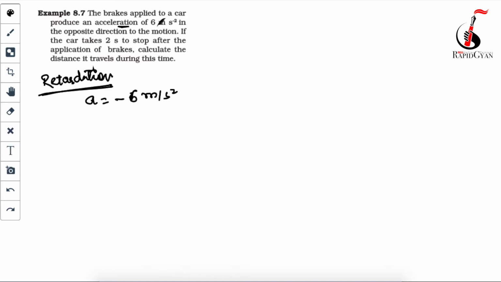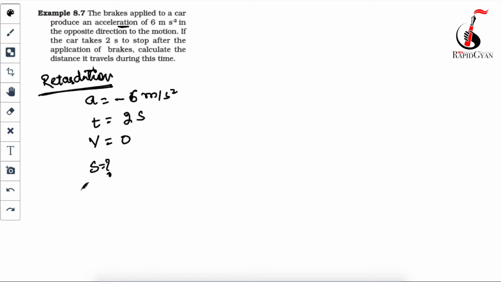Okay. And now the brakes applied to a car produce an acceleration in the opposite direction of the motion if the car takes 2 seconds to stop. So time is equal to 2 seconds, and since it's stopping, its final velocity will become 0. We don't know the initial velocity, but its final velocity will become 0. Correct? So hope it's clear, guys. Now calculate the distance. Now you will have to find out S.